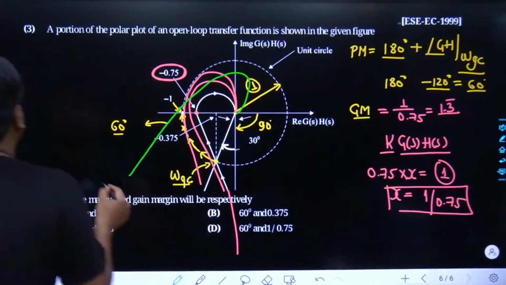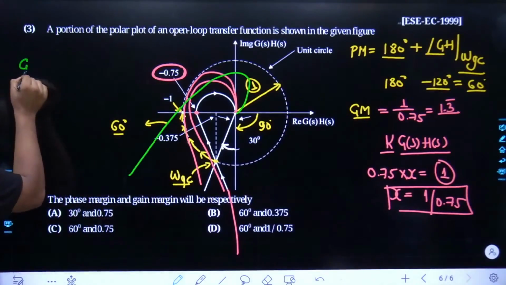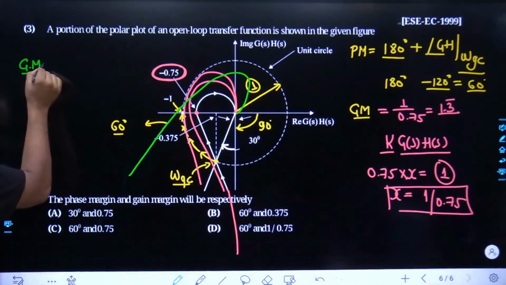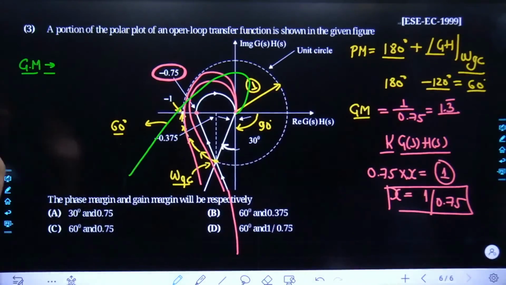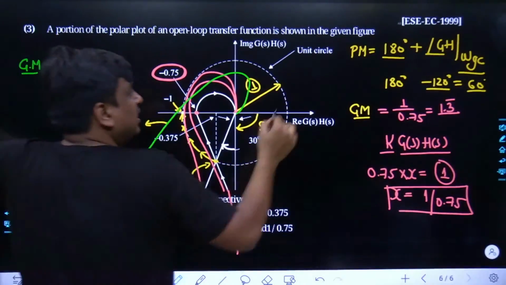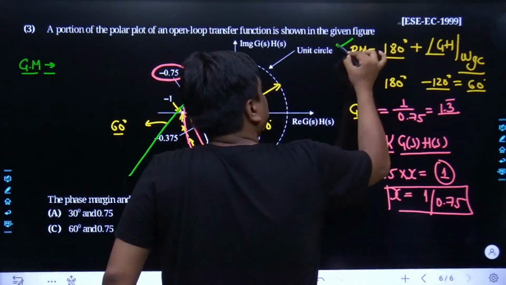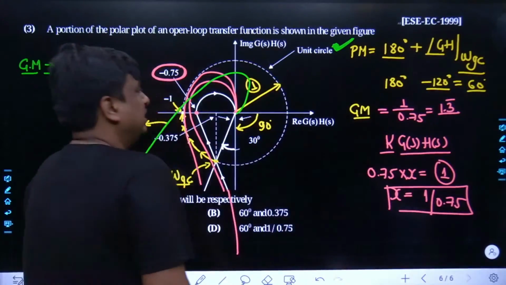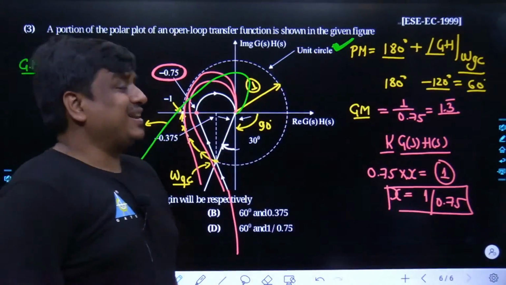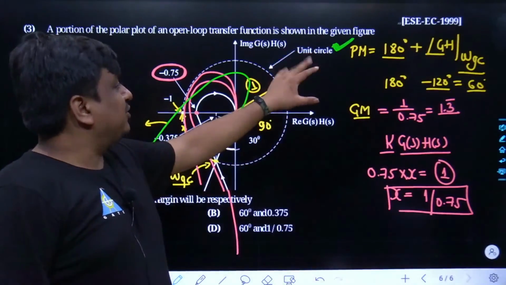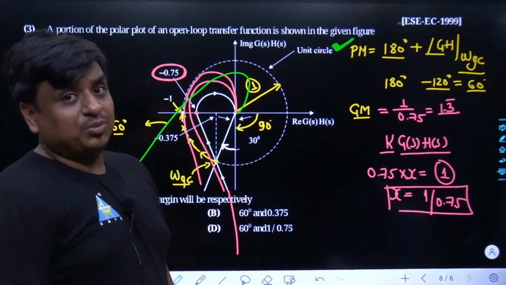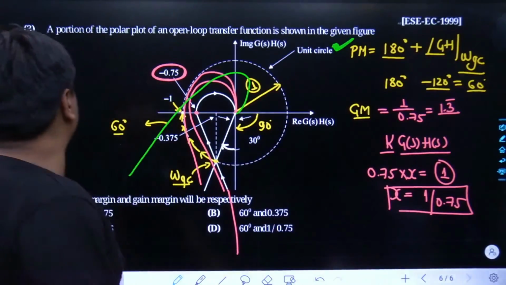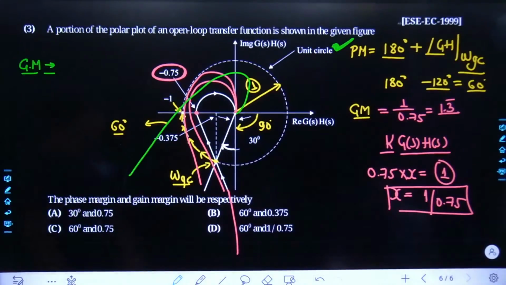From here, one important point I would like to bring in front of you. How the formula for the phase margin is derived was already communicated in the last class. Nobody has to memorize the formula by heart, because until the basics behind any formula are known, the student will not be able to digest the concept easily. Let me now focus on the gain margin: how the formula for the gain margin is derived.